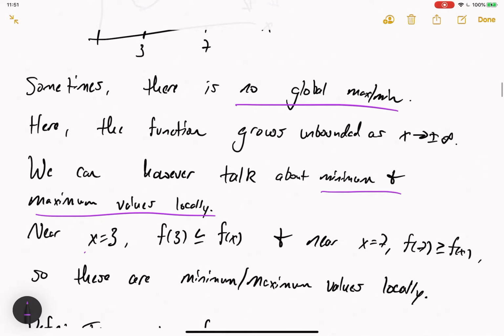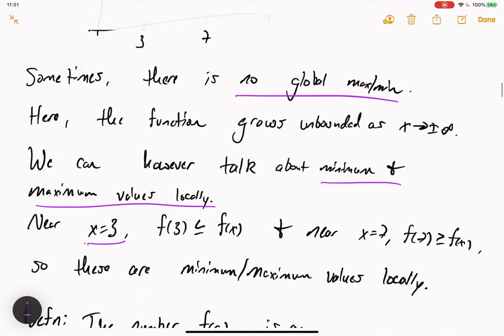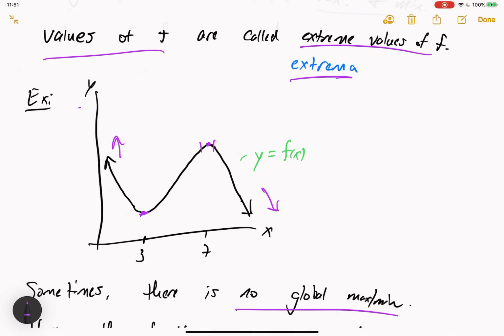We can, however, talk about those points as minimum and maximum values locally. Locally meaning in some neighborhood, which I'll explain more specifically in a second. So near x equal to 3, we have f of 3 is less than or equal to f of x. And near x equal to 7, we have f of 7 is greater than or equal to f of x. So these are local max or mins. Or you could say minimum or maximum values locally. Typically you just say local max or mins. That's the preferred language, but we'll go over that in a second.